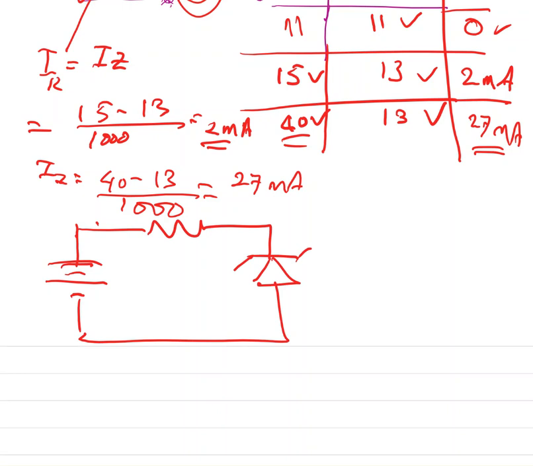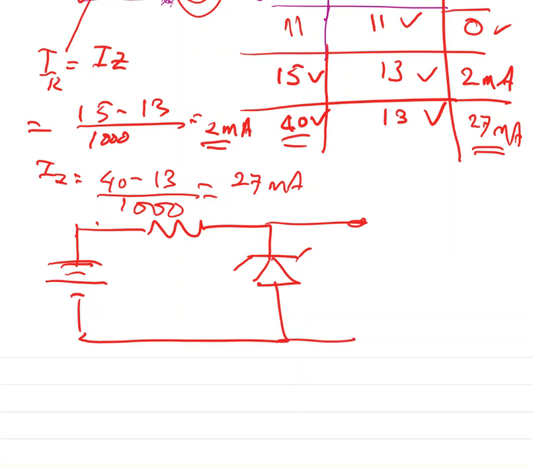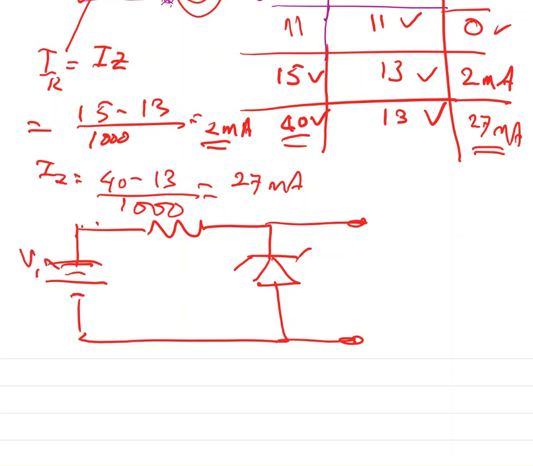If the Zener diode is not in the reverse bias, or it's not in the breakdown mode, then the voltage will be the same voltage as the input one. Okay, let's solve another example.